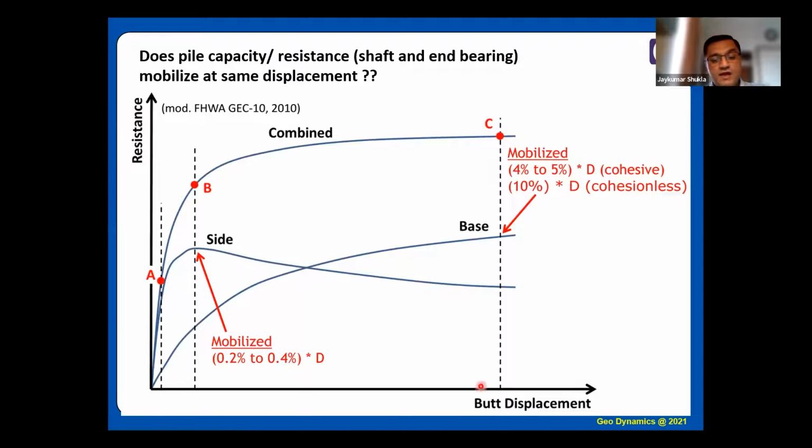And if we try to find out the displacement, that means the pile head displacement, the peak shaft friction will mobilize at a displacement range of 0.2 to 0.4% of the diameter. Practically, let's say if we have a 1 meter diameter, probably 20 mm to 30 mm or 22 mm to 40 mm, our shaft will be fully mobilized.